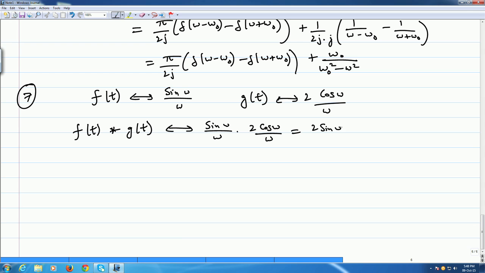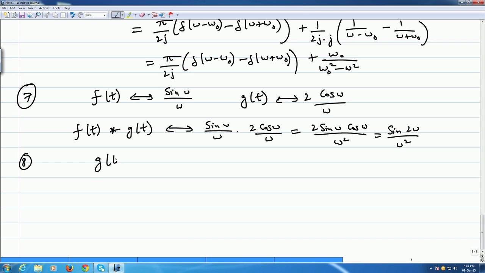So you get 2 sin omega cos omega by omega squared. What is 2 sin omega cos omega? It is the same as sin 2 omega. So you get sin 2 omega by omega squared. Okay, so that is the 7th question. Let us move on to the 8th one. Okay, so this is a slightly more interesting one.